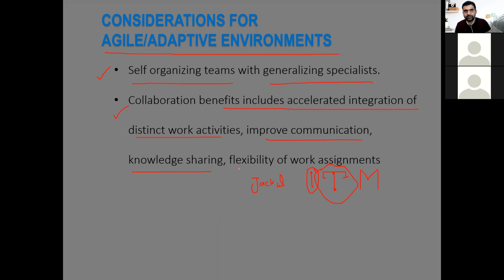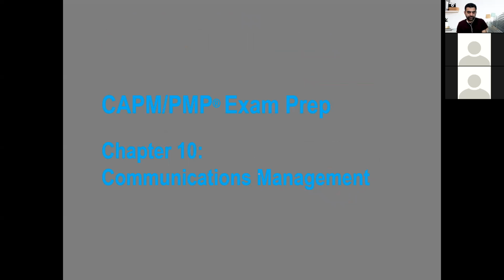Similarly, if the team is working in a collaborative environment, especially when iterations start, the work assignments are pretty flexible. Here, the meaning is, again, the generalizing specialists. It should not be the case that if one person is not there, nobody else can do his or her work. So that was a brief discussion around resource management.